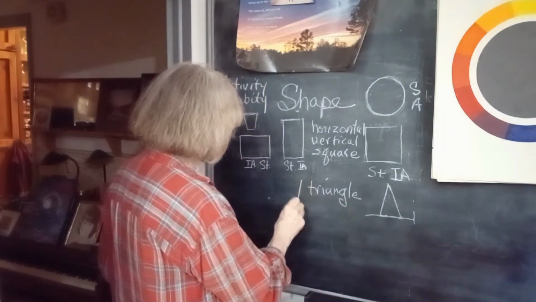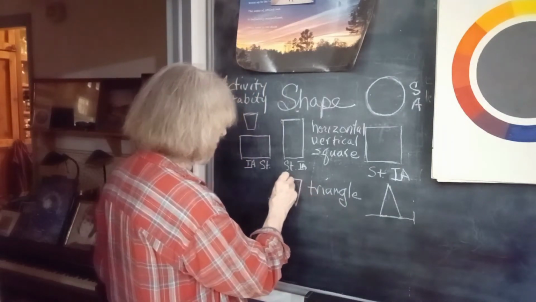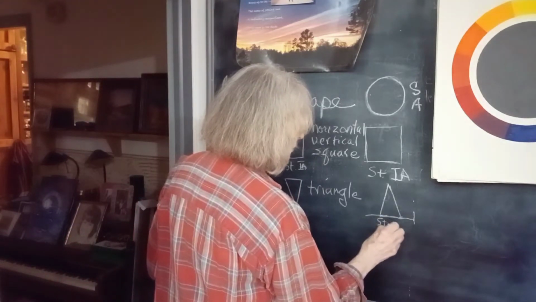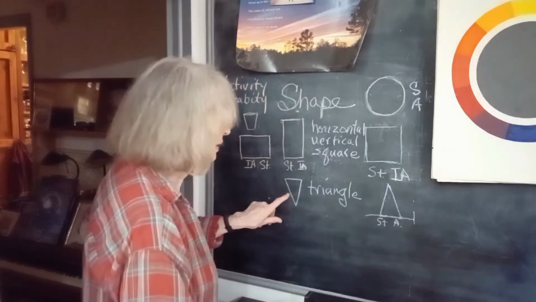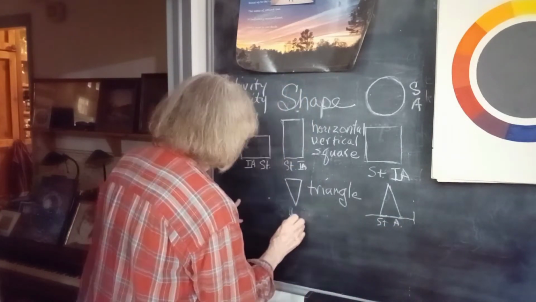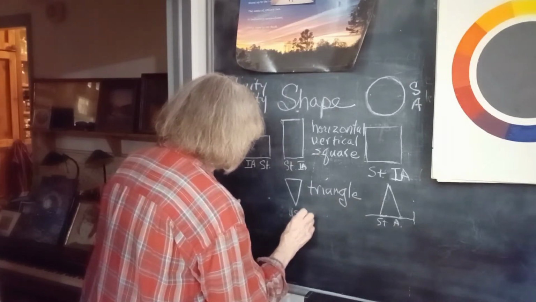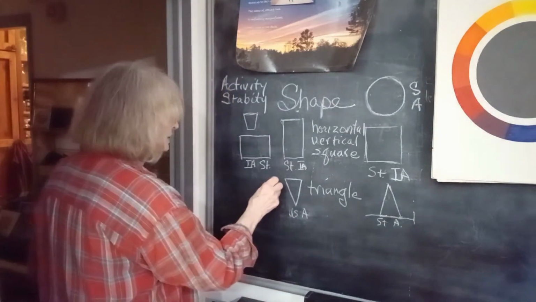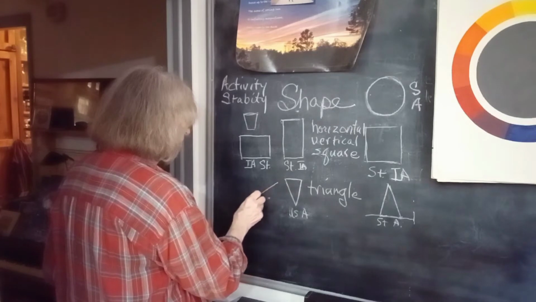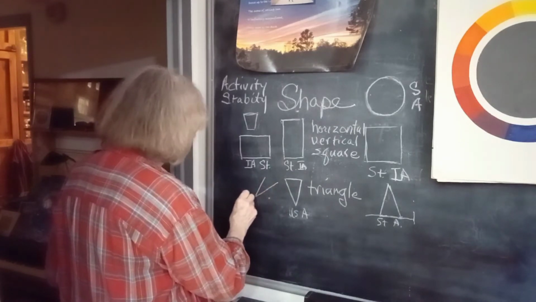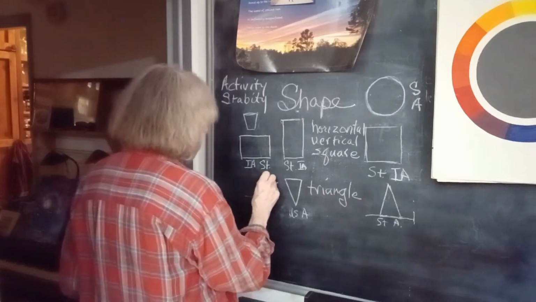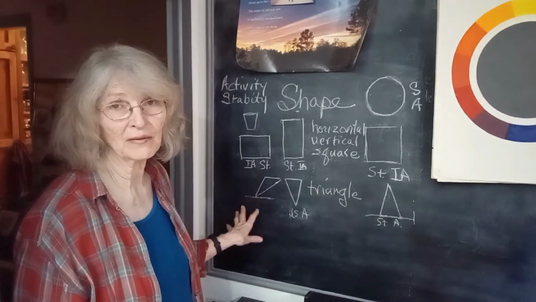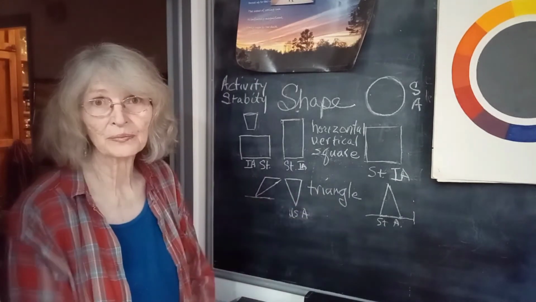If we go the other direction and we put the point down, this is still stable but active. This one is unstable and active, very strongly active. Any point that is not upward, any point that meets the horizontal, is considered very active and very unstable in a triangle.